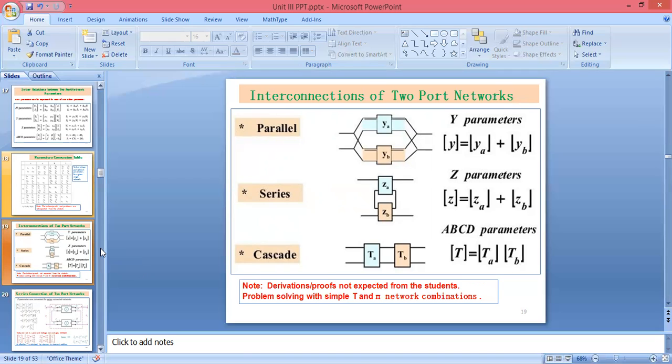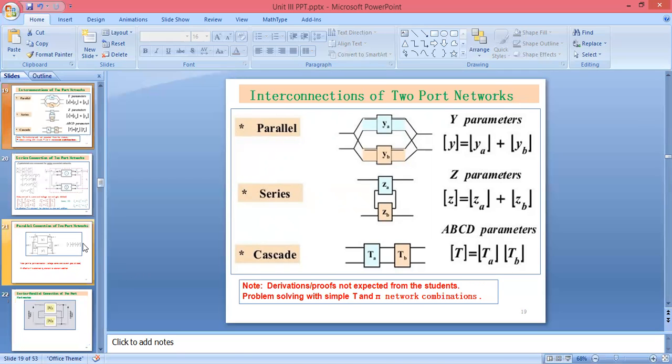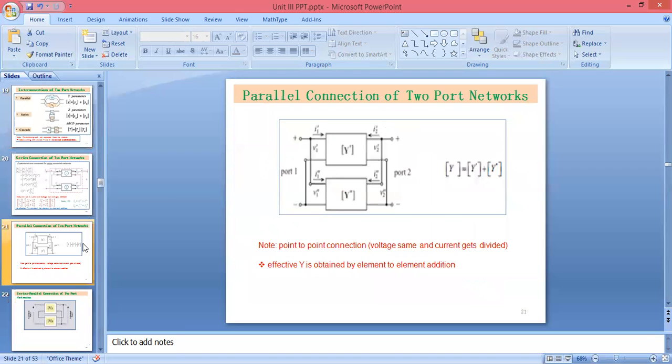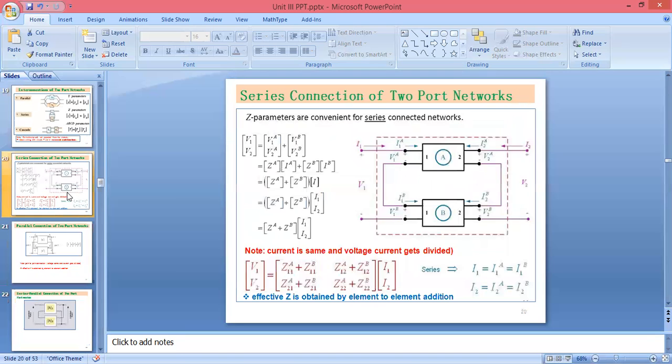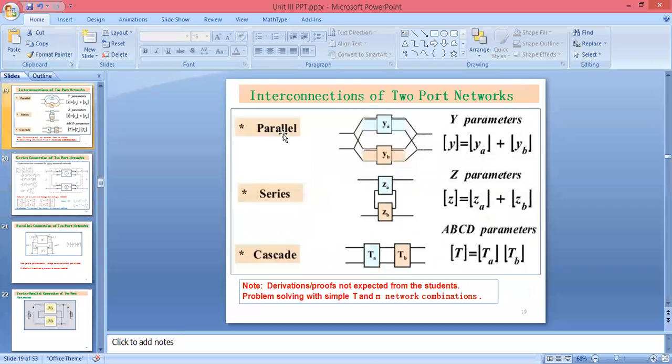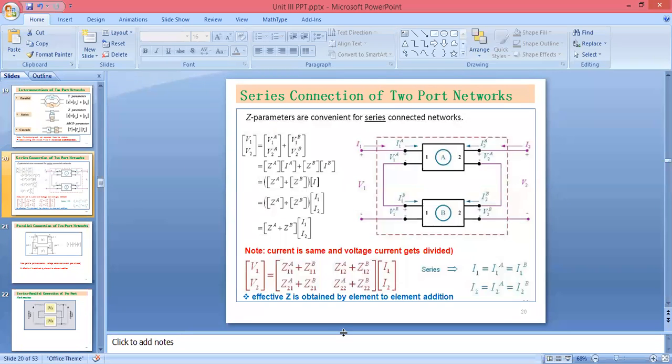Here we have finished the interconnections of the two-port network. In the next class, we have to study series and parallel connections, how we are doing the series and parallel connections. We will see in the next class.